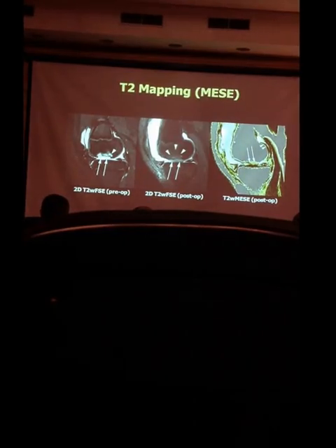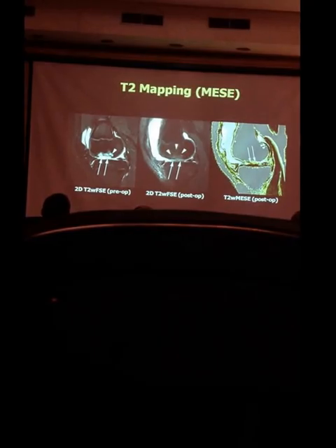the colors are fairly heterogeneous. Cartilage is very heterogeneous with areas of high T2s compared with this normal area posteriorly. You can see the colors are completely different and it's more homogeneous.